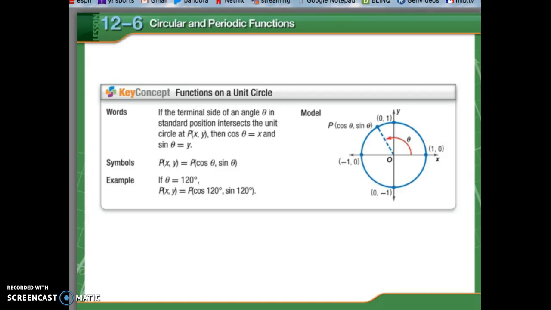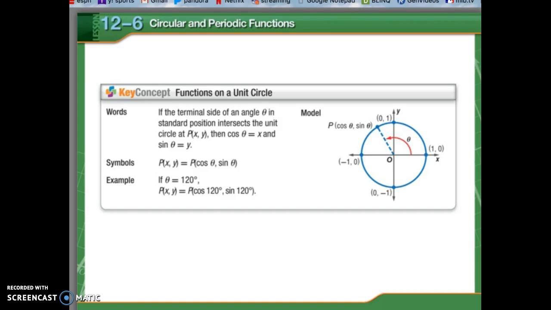Today we are in Unit 4, Lesson 6. This comes from Chapter 12 out of the textbook. And the topic of this lesson is circular and periodic functions. We're going to start off with a concept for how you graph functions or how you think about functions that are part of the unit circle.